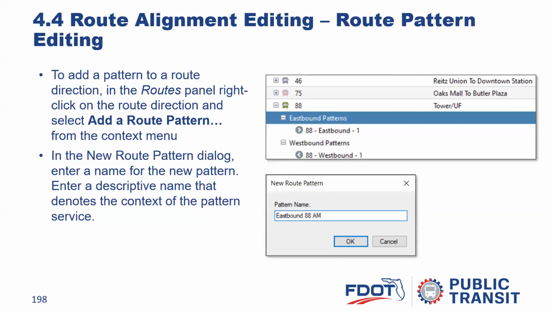So to add a route pattern, you would just go to your Route 88 in this case. Let's say you wanted to add it to the eastbound. You would right click on eastbound, and you would get this new route pattern, eastbound 88 AM, and it would add that to the list of eastbound patterns, but it would be empty. You would then need to add service to it.